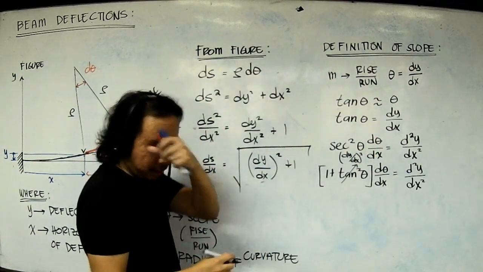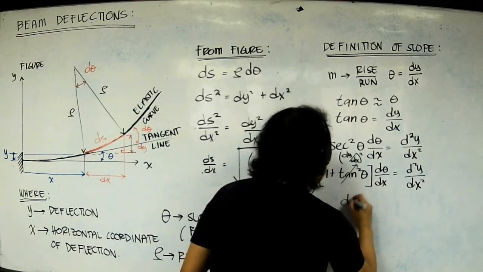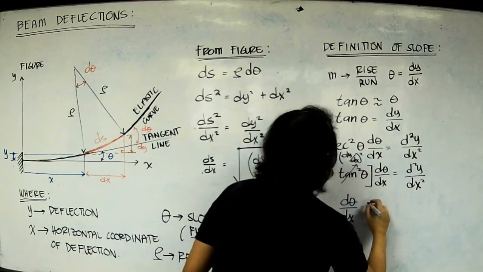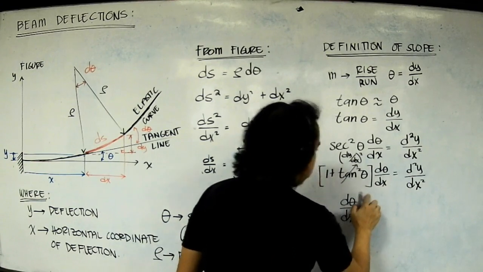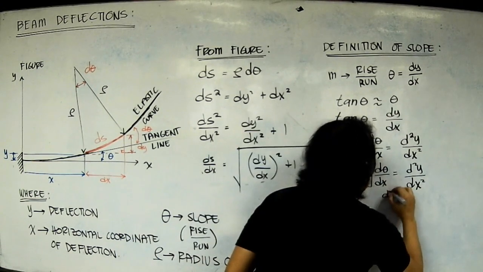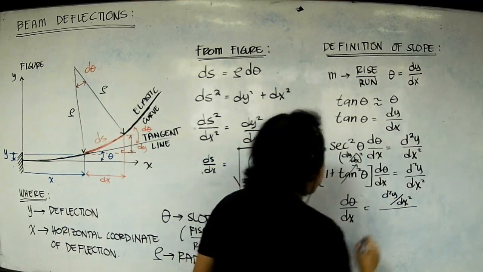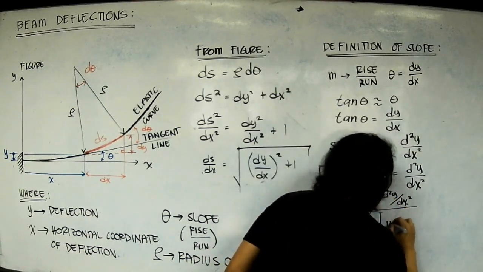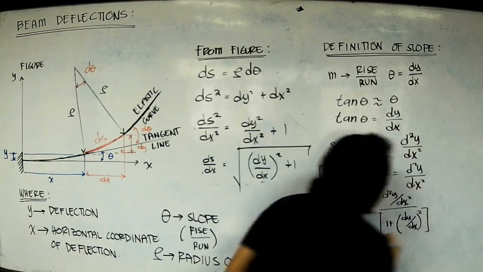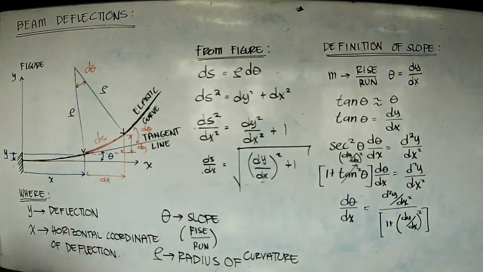So I will connect these. I will substitute and I will have d theta dx multiplied by, I will have an expression in terms of the second derivative of y with respect to x, and this is 1 plus dy dx squared. I have these equations now.